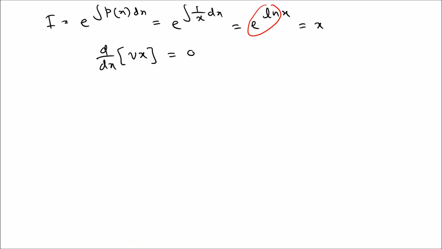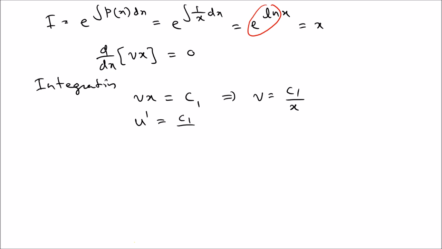So integrating, we have vx equal a constant, I'm going to call c1. So this says that v equals c1 over x. Now we can substitute for v, but v means u prime. So this says that u prime equals c1 over x. To get u, we can integrate. So u equals the integral of u prime, calc 1, so the integral of c1 times 1 over x dx.